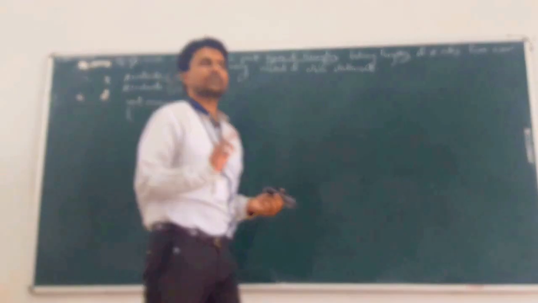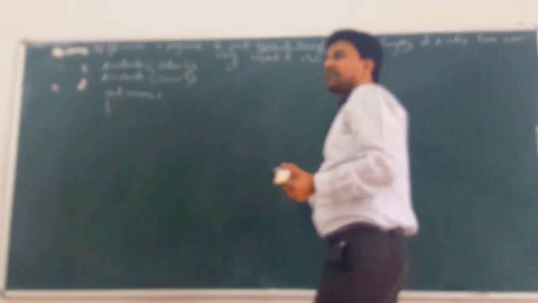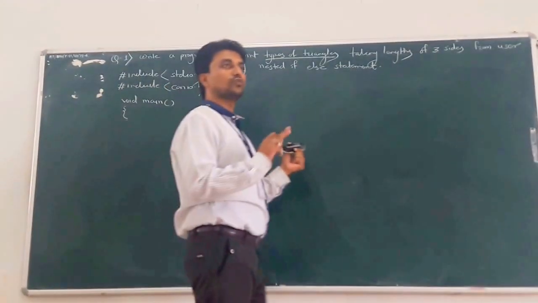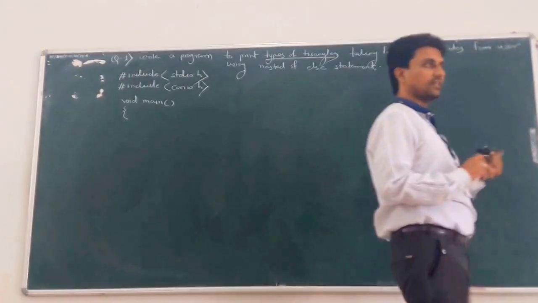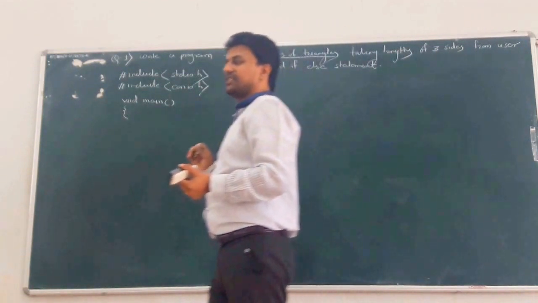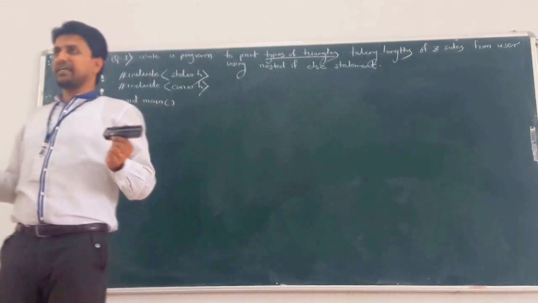There are three types of triangles. First is the equilateral triangle, which means all three sides of the triangle are equal. Then the isosceles triangle means any two sides of the triangle are equal, then that type of triangle is called isosceles. And the third type is the simple triangle.